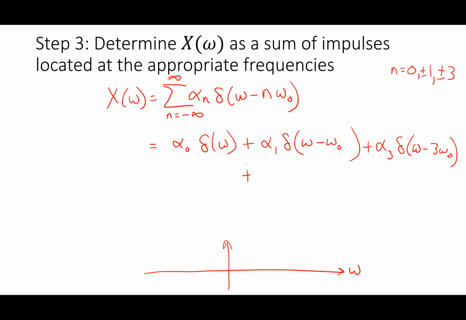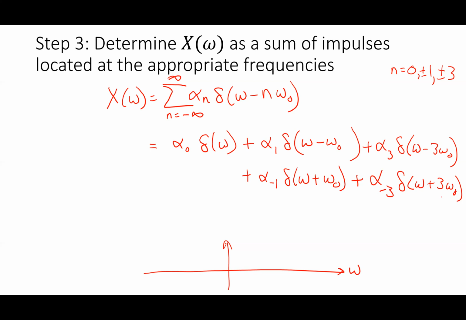And then what do I have for this guy? I've got to do the n equal minus 1 and the n equal minus 3. What do I do for that? Yep, omega plus omega naught. And this guy would be alpha negative 3 omega plus 3 omega naught. Yep. And so then what I've got to do is just plug in the values of alpha.